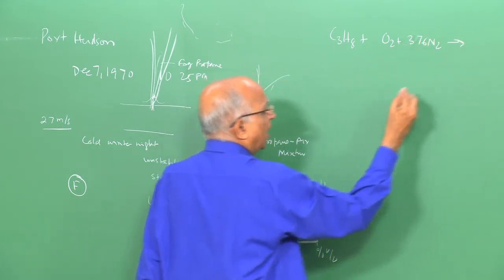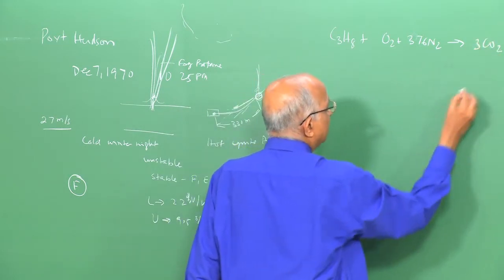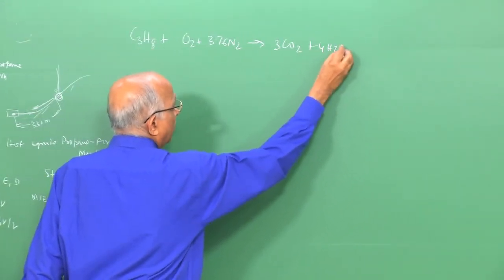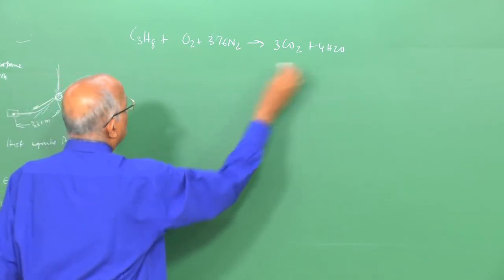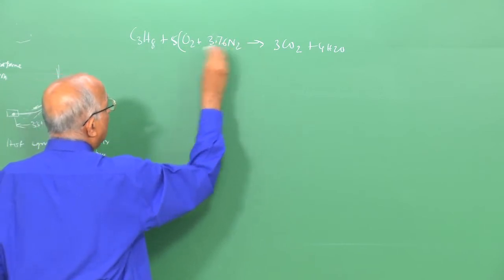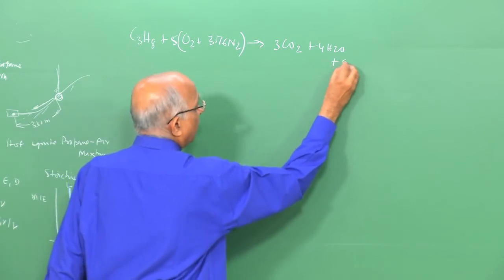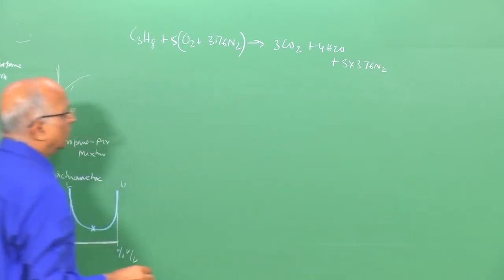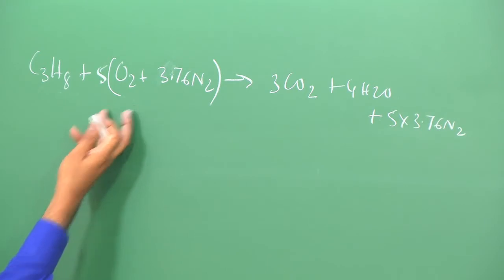And for stoichiometric, I found completely burnt products of combustion. I have 3 carbon, therefore I have 3 CO2. I have 8 H atoms, gives me 4 H2O. And therefore, the oxygen which I need to carry is 3 plus 2, that is 5. And accordingly, I have 3.76 into 5 moles of nitrogen, and in my products, I have 5 into 3.76 moles of nitrogen.